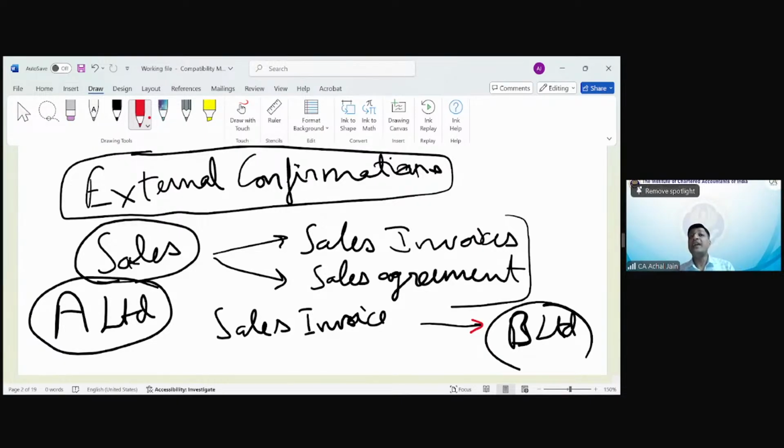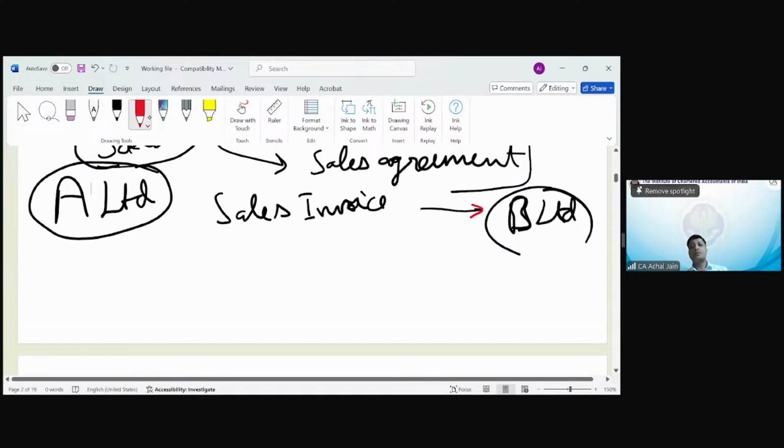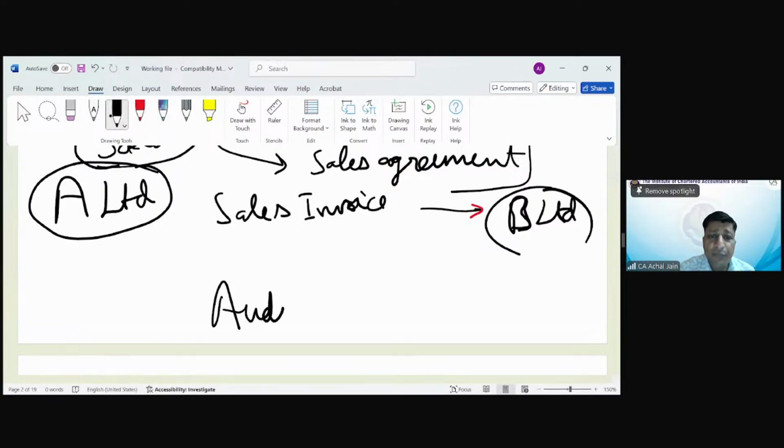Does it mean that internal evidence is of no use? We are not saying that. In most of the cases, the auditor will get the internal evidence only. But wherever he can get the external evidence, he should be obtaining that. And for doing this, what will he do? Now, the auditor will follow a process.